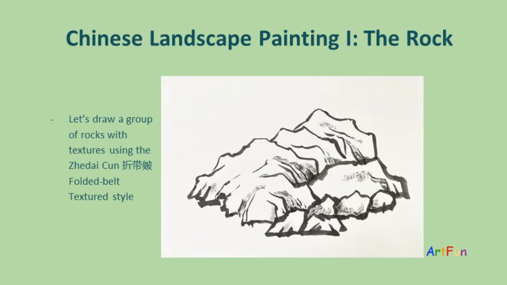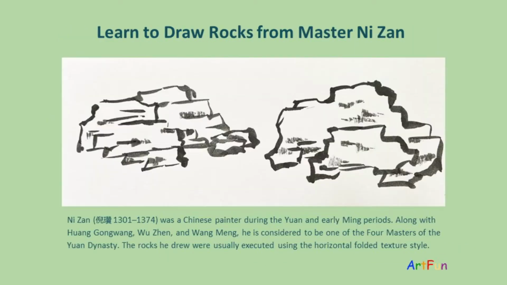Let's draw a group of rocks with textures using the 折带皴 folded belt textured style. Ni Zan was a Chinese painter during the Yuan and early Ming periods, along with Huang Gongwang, Wu Zhen, and Wang Meng. He is considered to be one of the 4 masters of the Yuan dynasty. The rocks he drew were usually executed using the horizontal folded texture style.